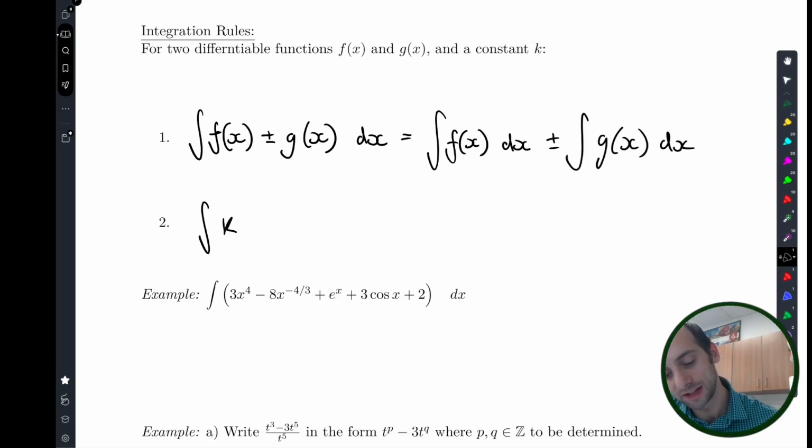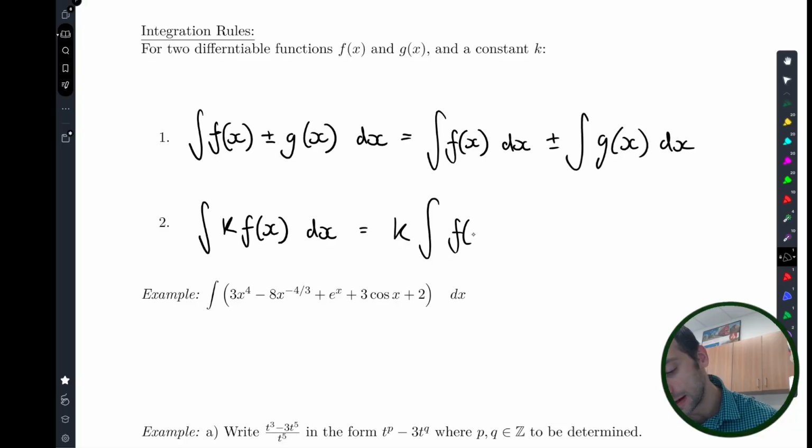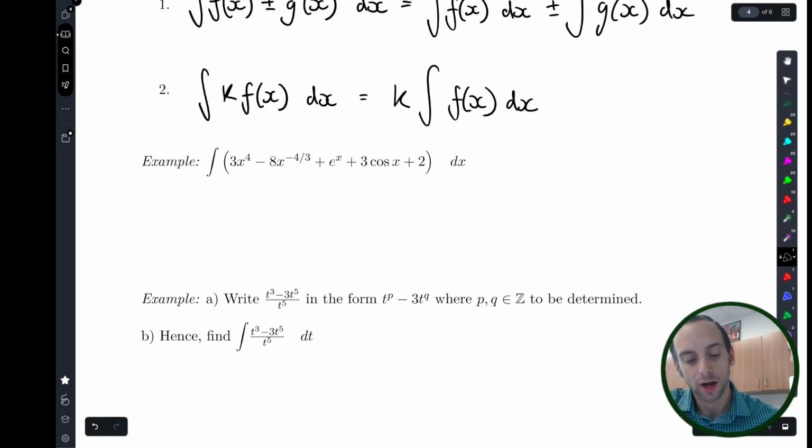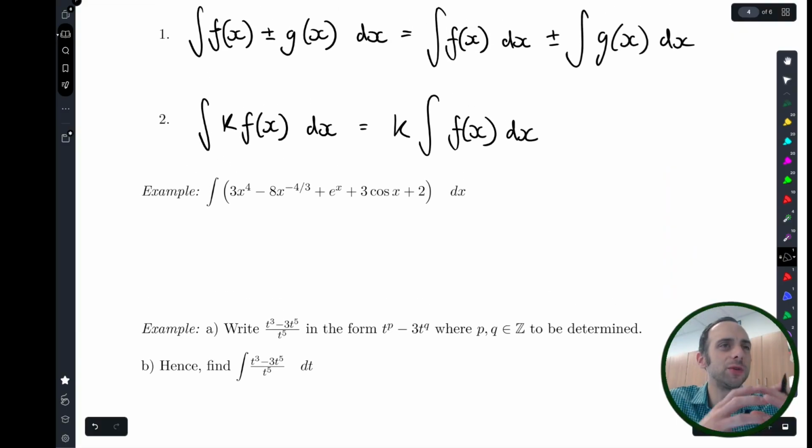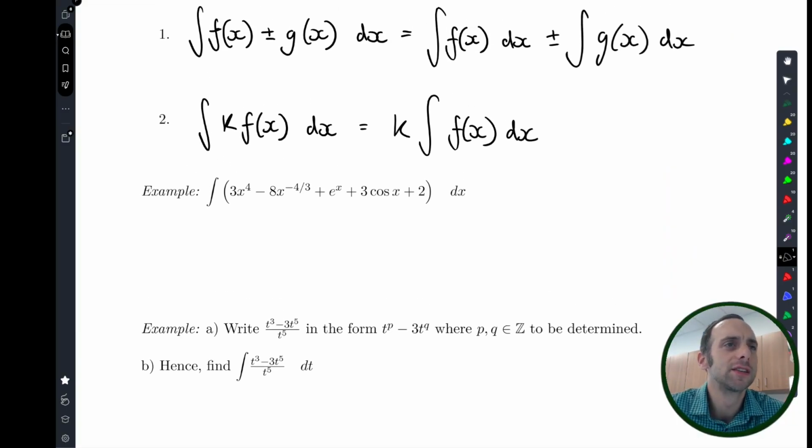The second rule is the integral of a constant times a function. In this case, you can bring that constant outside your integral and simply integrate just the function of x. So this works kind of like factoring out constant multiples. What do these two rules do? They allow us to integrate big, long strings of additions and subtractions of whatever functions we like.